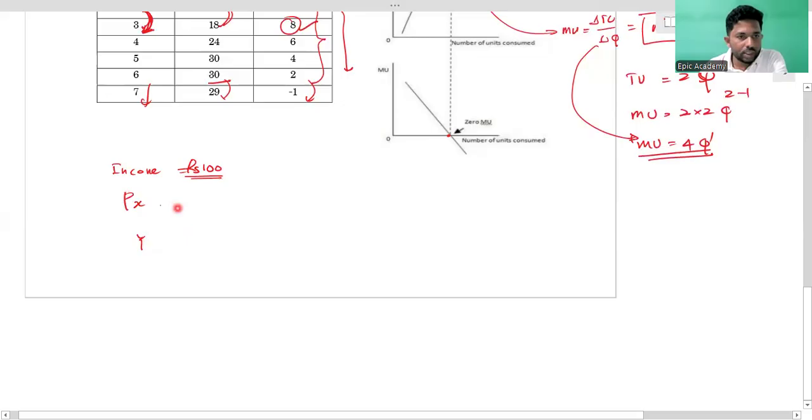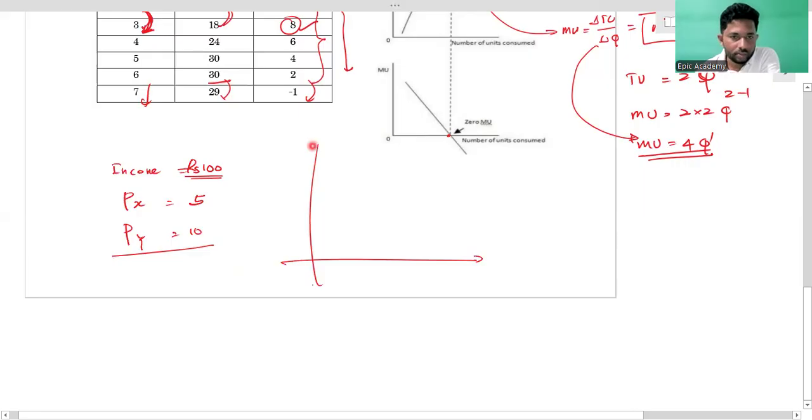Px means the price of the X commodity. The price of the X commodity is just 5 rupees. The price of the Y commodity is just 10 rupees. You are going to consume only 2 commodities. So then we are going to draw the budget line or budget constraint here. I'm going to use the horizontal axis to display the consumption of Y commodity, and the vertical axis to display the X commodity consumption.